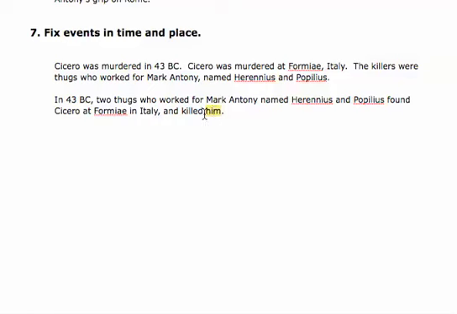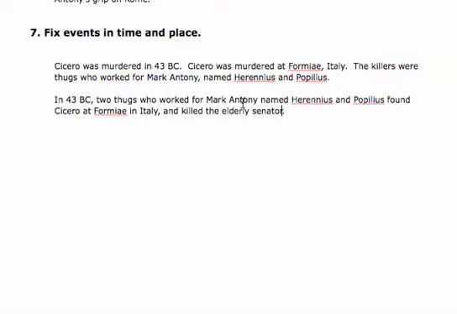Now, "him" in this case is not entirely clear because we have Mark Antony here, we have Herennius, and we have Popilius on one side, and on the other we have Cicero. And it's not necessarily entirely clear to the reader which of those four men we mean when we say "him." So we're going to change this to a slightly different definition.